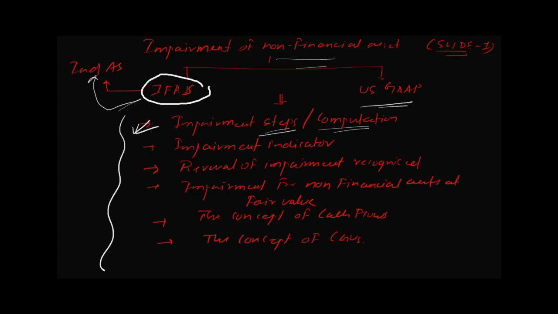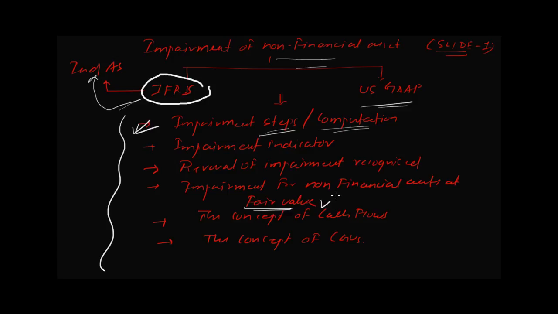The third one, the reversal of impairment recognized. If I have recognized impairment loss in a particular year, based on certain indicators and calculations, and that indicator has changed in the favor of the entity, then what are we going to do? That we're going to discuss. The fourth topic we're going to discuss, impairment of non-financial asset at fair value.